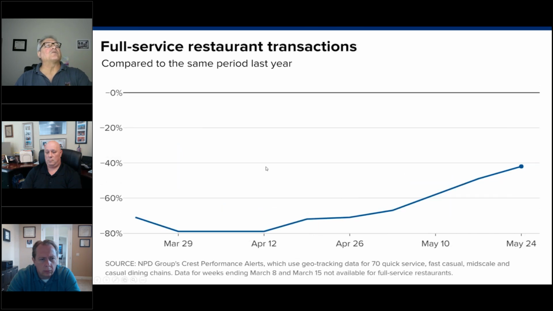For full service restaurants, this curve looks a little different. The decline is all the way down to minus 80% in late March and early April. And at this point, they've clawed their way back up to about minus 40%. It's going to take them longer to recover than the quick service restaurants.